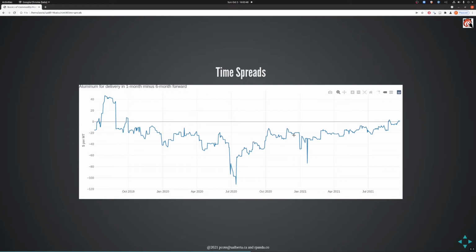Time spreads. The picture we have here is for aluminum, and the time spread difference we're looking at is the difference between the front futures contract, so generally for delivery 1 month forward, and the price for the same aluminum at the same location for delivery 6 months forward. Again, we have the COVID-19 period, and we can see that during the worst of COVID-19, the price for earlier delivery was significantly lower than the price for later delivery.